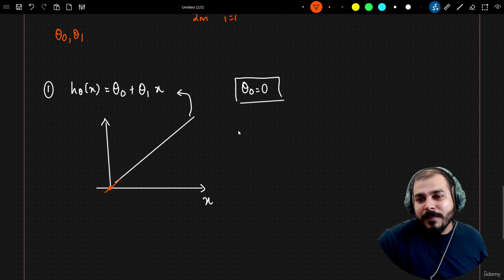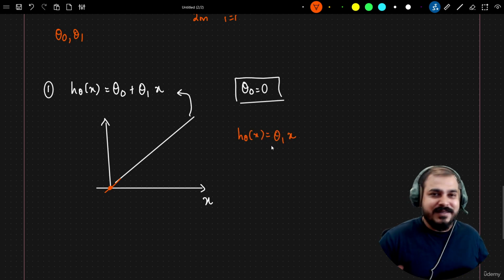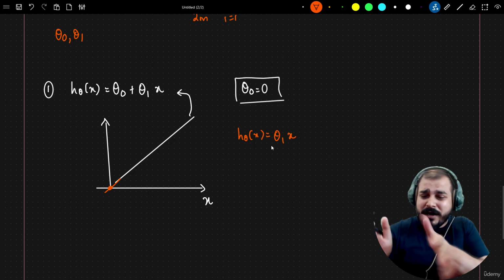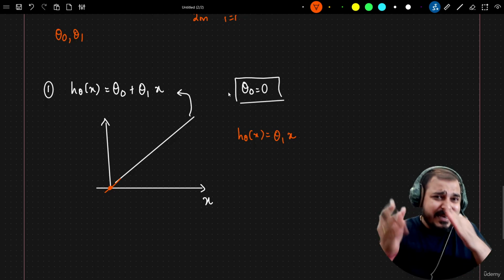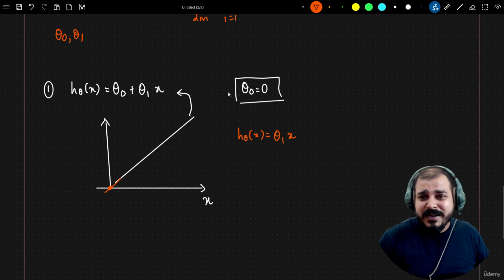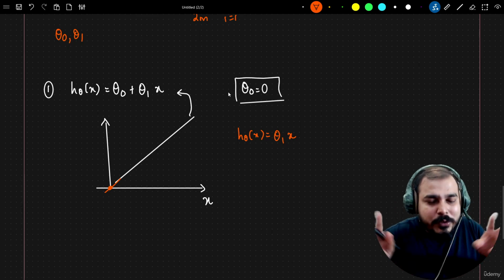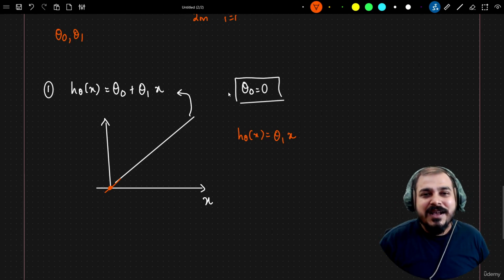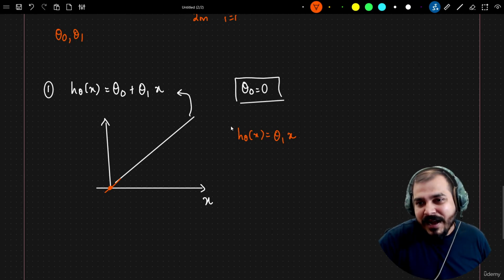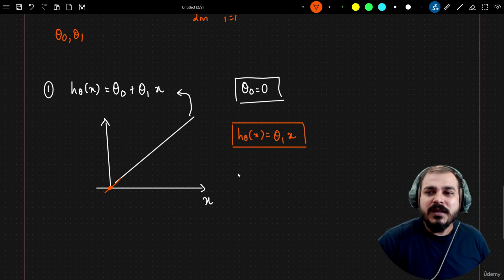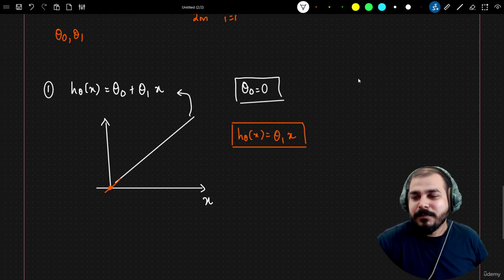Okay. So now my equation becomes h theta of x is equal to theta 1 multiplied by x. What I am doing over here is considering that my line is passing through the origin. I'm just considering it so that I can draw a cool 2D diagram to help you understand more in depth. So currently I'm going to just use this specific equation. Okay. Now let's consider some of the data points.